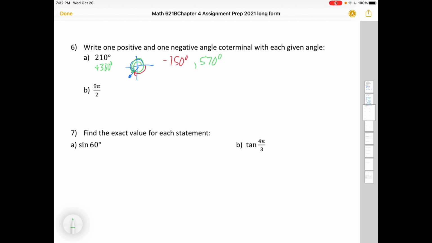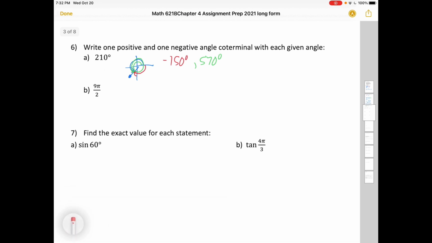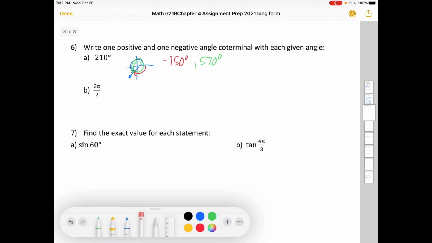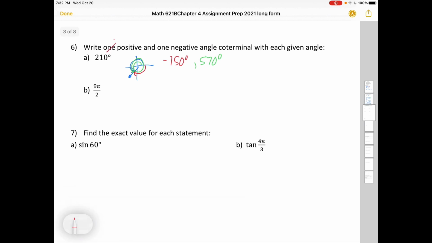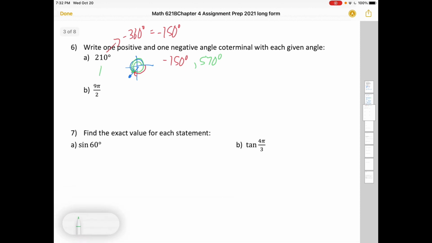If you didn't want to draw the picture at all, I guess what you could do is just say, I'm going to subtract 360 from 210. I'm going to subtract a revolution. That'll give me negative 150. That's a negative angle. That's coterminal with 210. And over here, if I want to get a positive one, just add 360. So that'll give me 570. Whether you want to draw a picture or not, totally up to you.